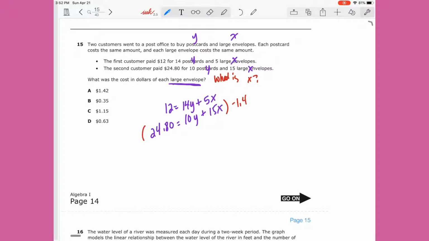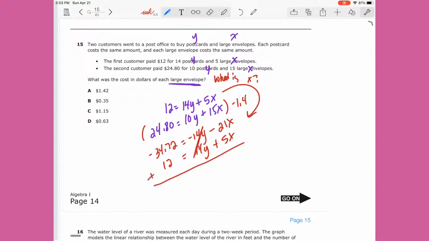So I'm going to do negative because I want them to cancel each other out. So 24.80 times -1.4 will give me -34.72. And that's going to be -14y. Minus 15 times 1.4 will give me -21x. And I'm going to bring back down this top equation. So that's going to be 12 is equal to 14y plus 5x. Okay, so this gets eliminated. I'm just going to add these together.